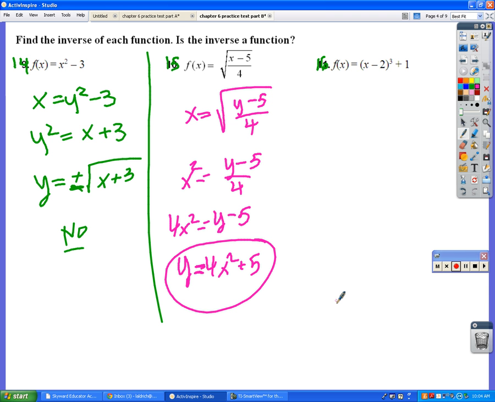Minus 5, same thing. Okay. Square root, square, same thing. Doesn't matter. They're basically the same. Totally the opposite, but basically. No. Is that a function?